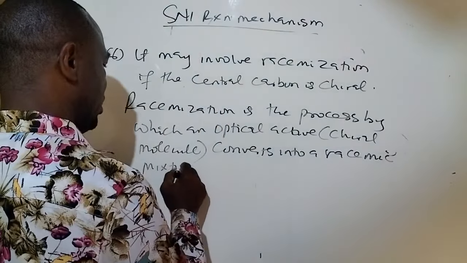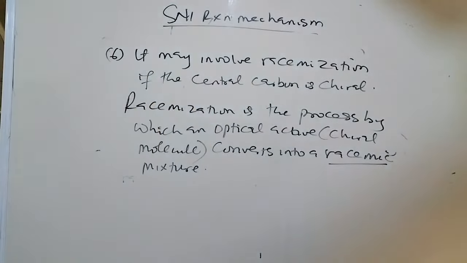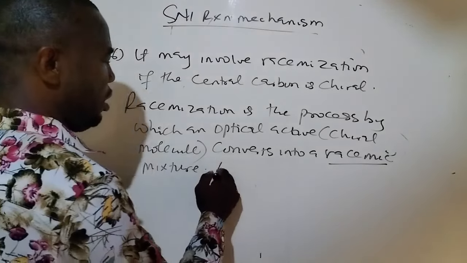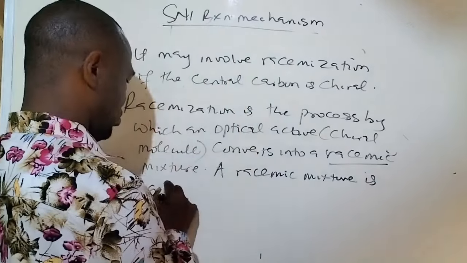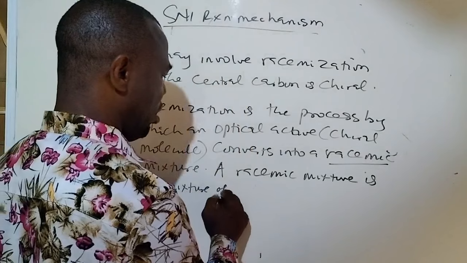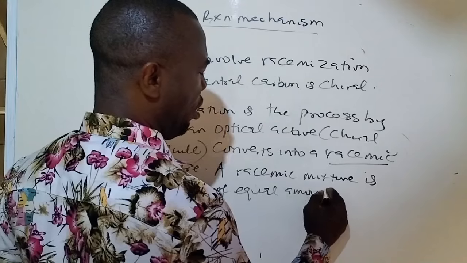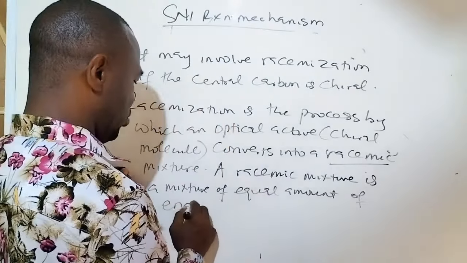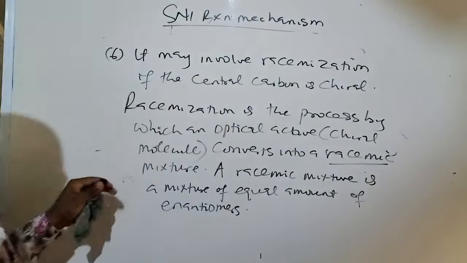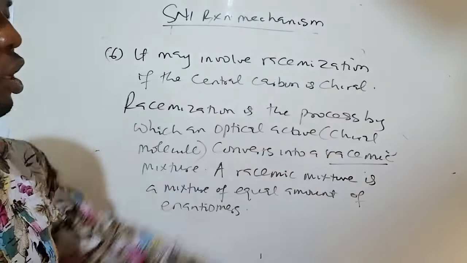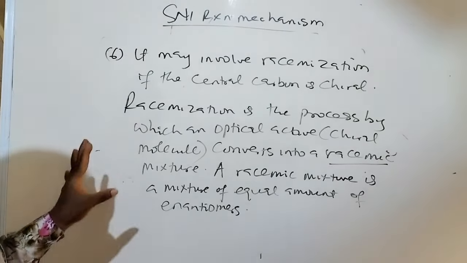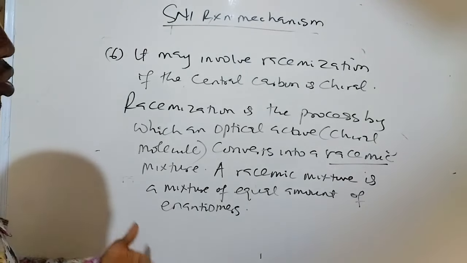So what do you understand by the term racemic mixture? In organic chemistry, a racemic mixture is a mixture of equal amounts of compounds called enantiomers, which are optical isomers. So during SN1 reaction, if the final product formed is chiral, it is going to form a racemic mixture, that is going to produce two compounds that are mirror images of each other.